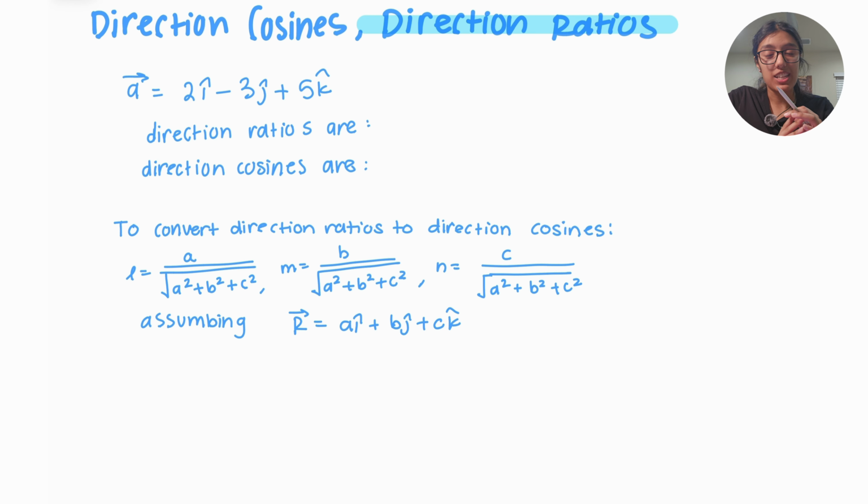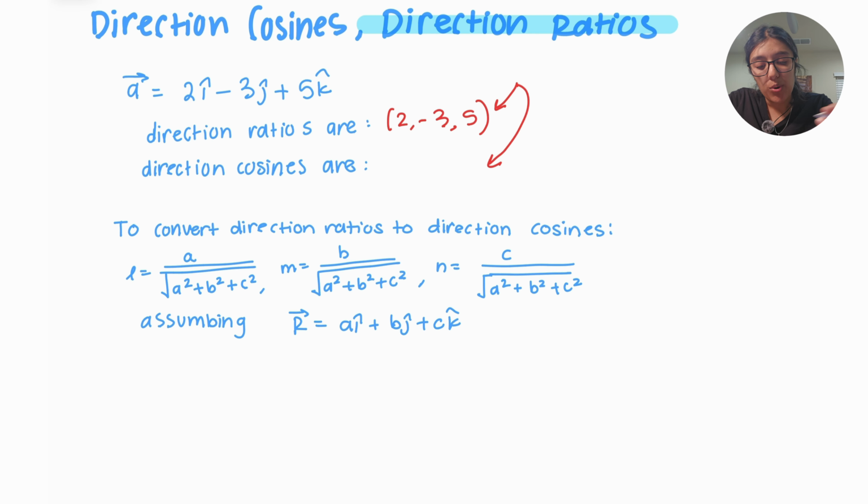It's not as difficult as those direction cosines where we have to do cos of something equal to a constant. No, direction ratios are essentially, in this case, 2, -3, and 5. So basically, it's just those components over there. Now, what if I ask you to find the direction cosines? Well, that involves converting direction ratios to direction cosines.